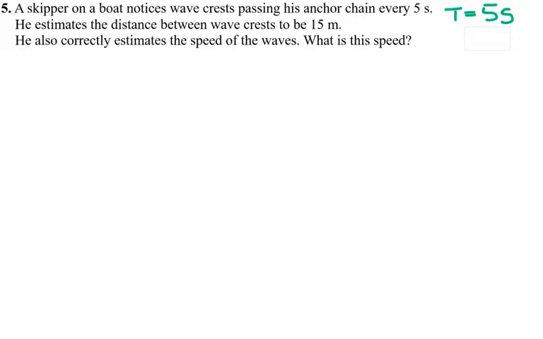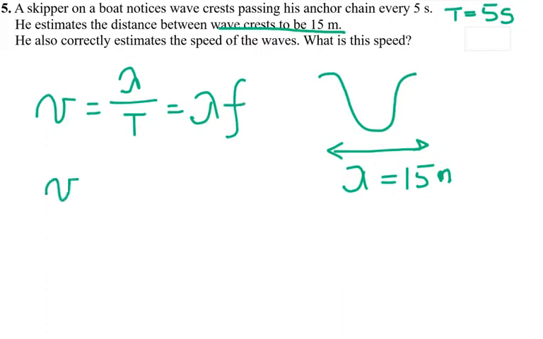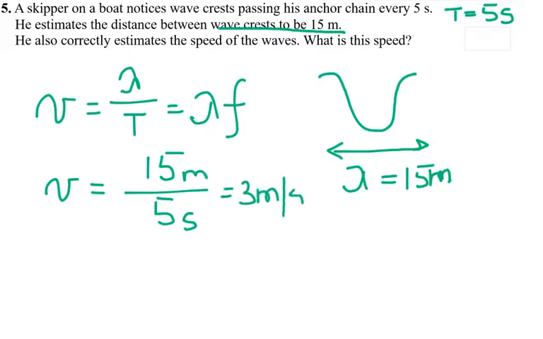He estimates the distance between the wave crests to be 15 meters. So between the crest and the crest, which is the wavelength, that means the wavelength is 15 meters. And he also estimates the speed of the wave, and the speed of the wave is equal to the wavelength over the period, or the wavelength times the frequency. So he estimates the velocity is equal to 15 meters divided by 5 seconds, and that gives you 3 meters per second.